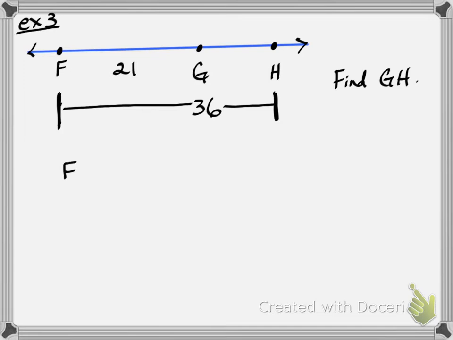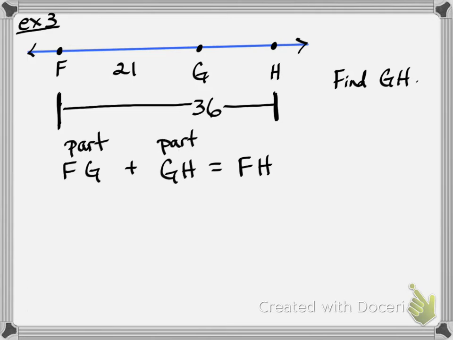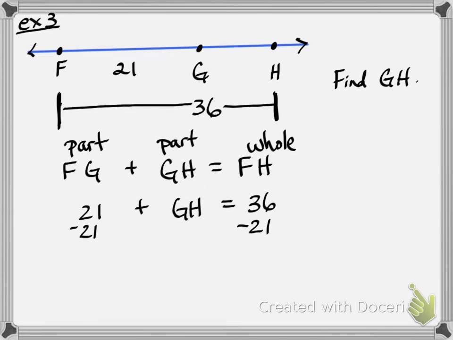Well, we know segment addition. This part from F to G plus the other part from G to H is going to equal the whole thing from F to H. So it's like one of the parts plus the other part equals the whole thing. So F to G is 21. We don't know G to H, so we can leave it there, kind of like variables. And we know FH, the whole thing, is 36. So you're saying 21 plus what is 36? Or you're solving a little equation. And that tells us that the length of GH must be 15.